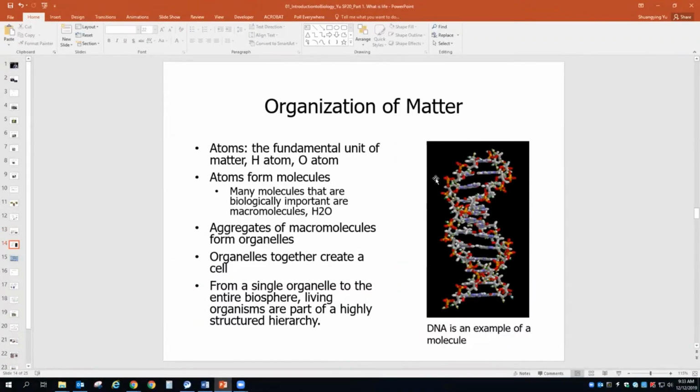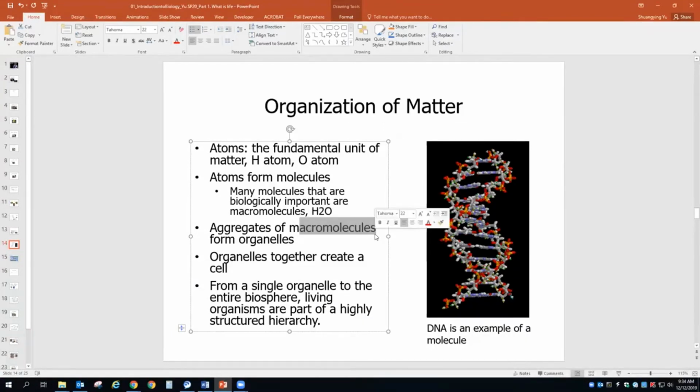So this just tells you that matter is most basically made of atoms. Atoms are the fundamental unit of matter with unique chemical properties. So for example, hydrogen atom, oxygen atom, and the atoms can form molecules. So here we have a water molecule, H2O, that consists of 3 atoms, 2 hydrogen and 1 oxygen.